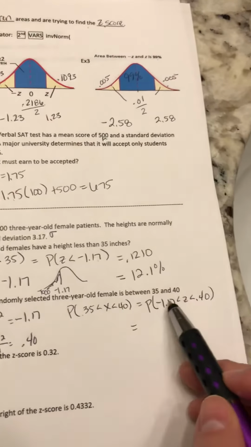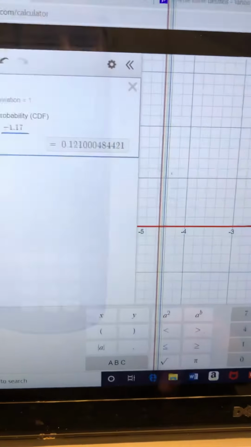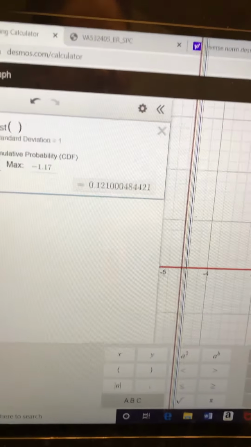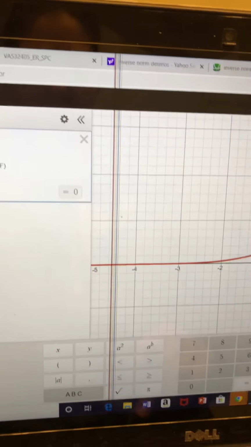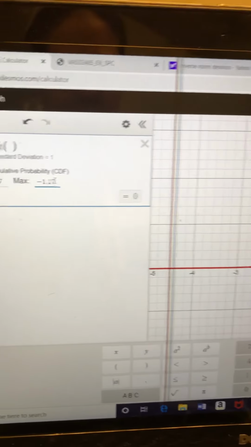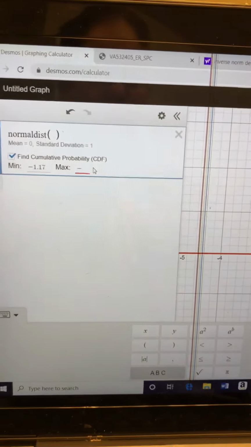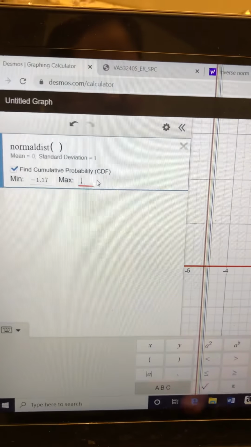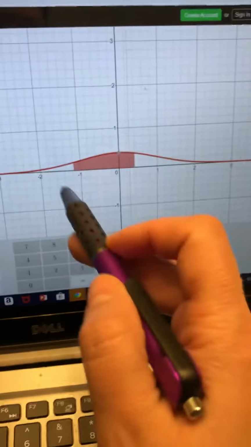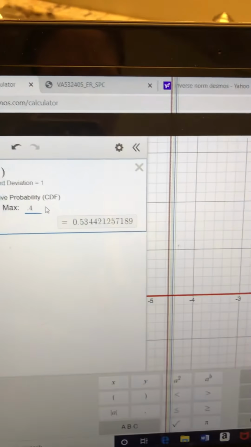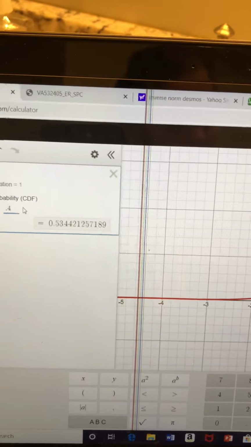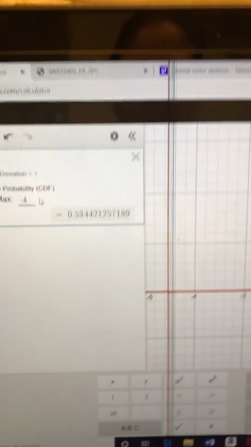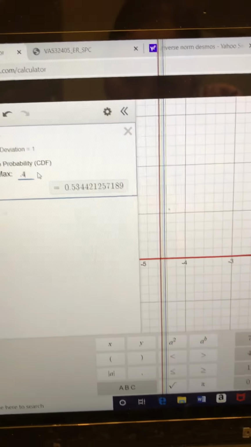So again, I can do normal CDF. You can use the chart and subtract, or you can go here on the calculator and do negative 1.17 and 0.4. And then there's my graph if I were to draw it. So I get 0.5344. And this one just says probability. If it just says probability, you can leave it as a decimal out to 4. If it says percent, you want to switch to percent.